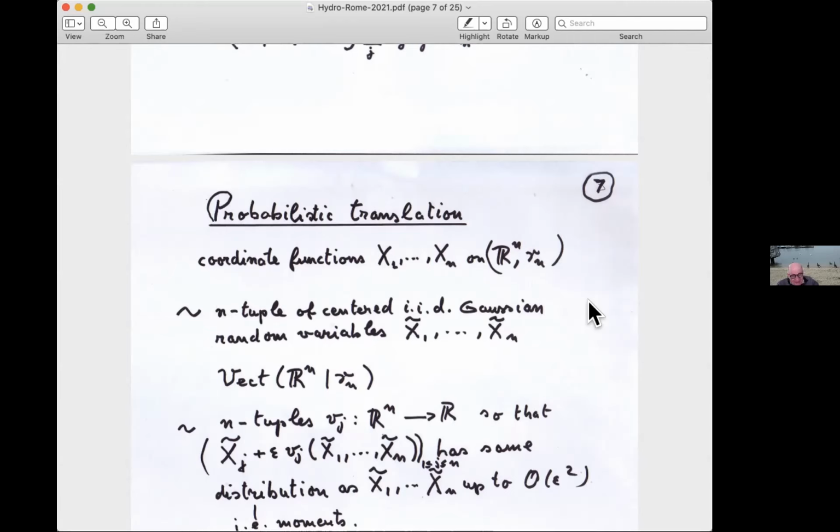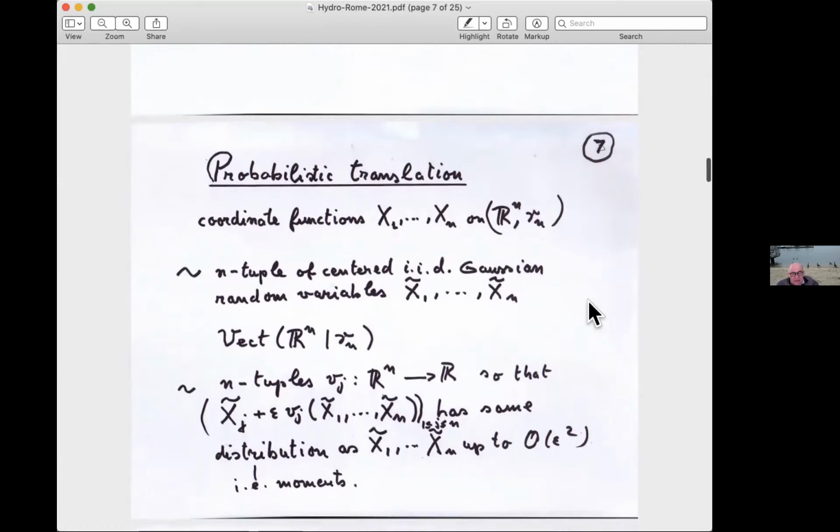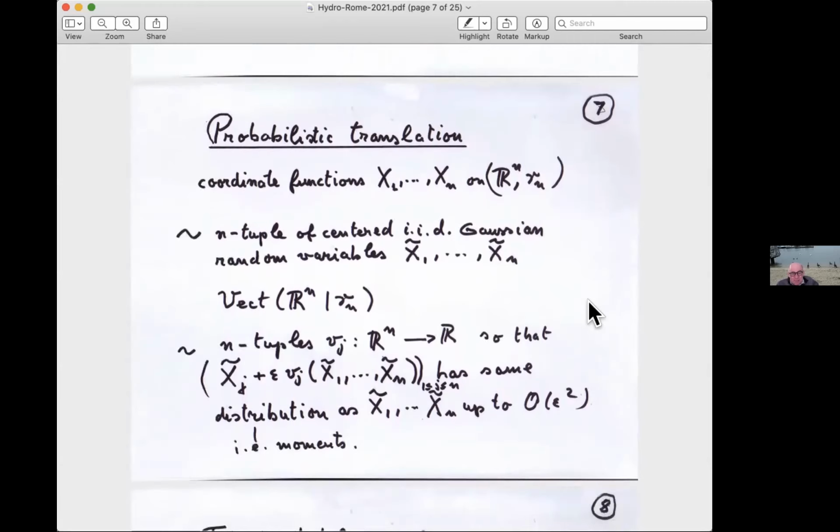And if one takes these infinitesimal increments to the random variables, so the Gaussian random variable xj twiddle is perturbed with epsilon times this function vj of x1 twiddle, ..., xn twiddle, then this should have the same distribution as the n-tuple x1 twiddle up to xn twiddle, up to order epsilon squared.